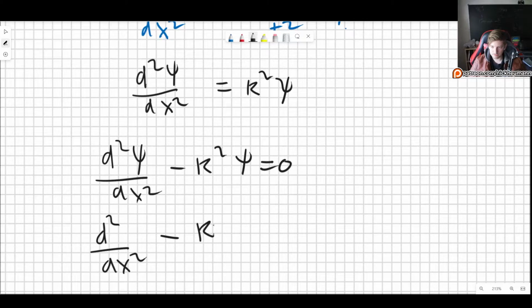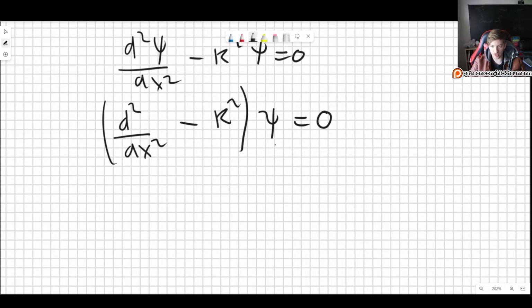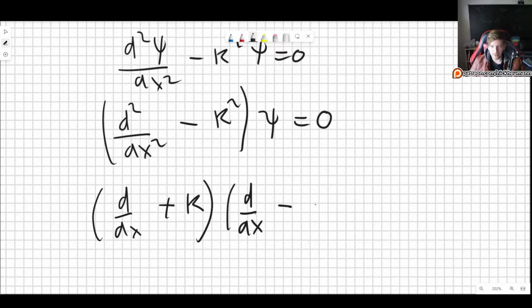Right? So you simply write it like this. You leave the wave function out. This is completely equivalent, right? The second derivative acts on it. And then you also multiply by the k squared. So nothing illegal is being done. Now we rewrite this as just a sum times the difference. So d dx plus k, d dx minus k.